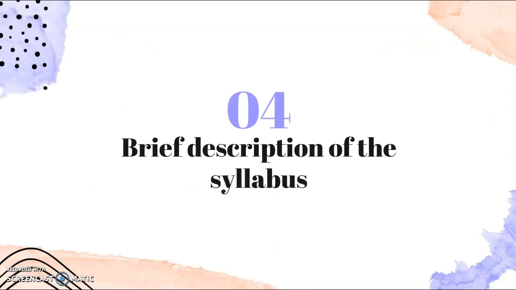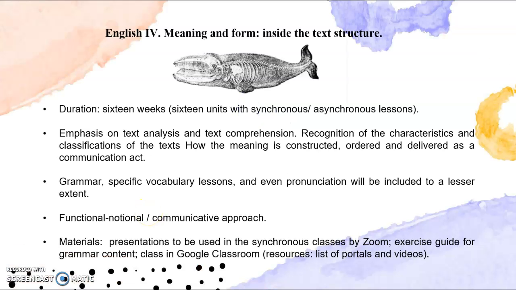Brief description of the syllabus. The title of our course is English for Meaning and Form inside the Text Structure. It has a duration of 16 weeks with 16 units that include synchronous and asynchronous lessons.